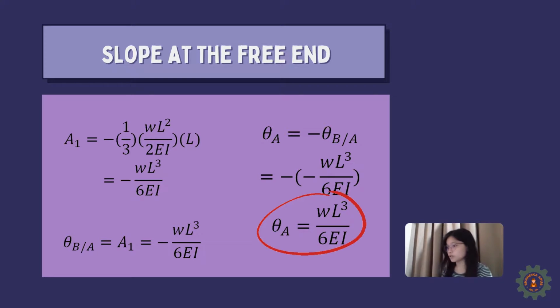And since our slope B over A is equal to the area, our slope B over A will now become negative WL cubed over 6EI. And since our slope A is equal to negative slope B over A, it will result to slope A equals WL cubed over 6EI. So the slope at the free end is WL cubed over 6EI.